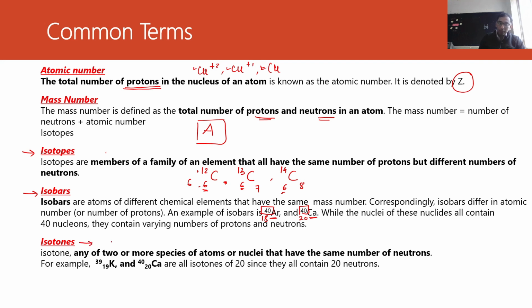Moving ahead, isotones. Isotones means you may have many nuclei of different elements which have the same number of neutrons. Here I have given two such examples, calcium and potassium. If you subtract atomic number from mass number, in this case 39 minus 19, you will get 20. 40 minus 20, you will get 20, which is the number of neutrons. So if the number of neutrons remains the same, they are known as isotones.